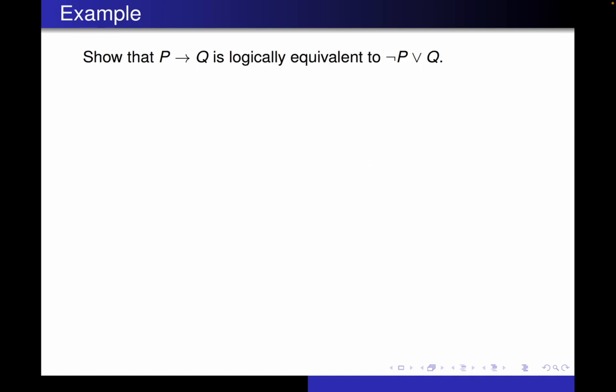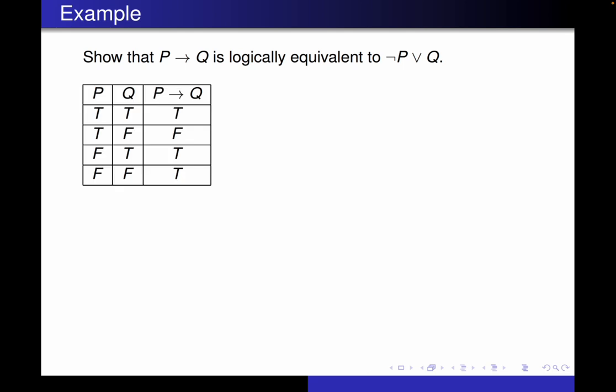So let's look at two statements, P implies Q and not P or Q. These are statements that look very different, but it turns out they are logically equivalent. Let's see if we can figure out how that is true. So for P implies Q, remember that one is false precisely when P is true and Q is false. That's in that second row that you see. And then it's true otherwise.